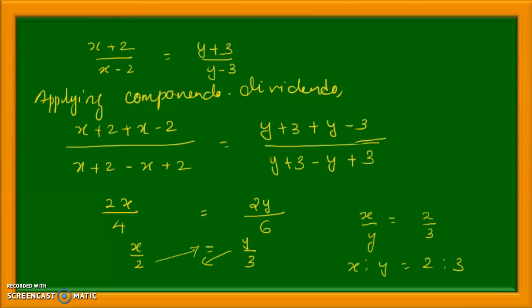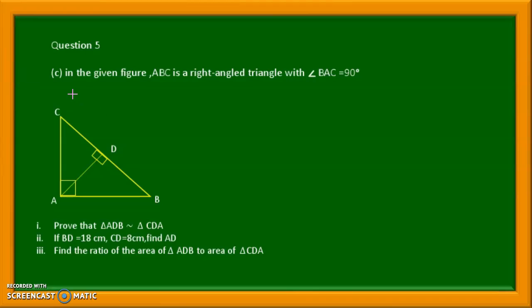What's that third question here? Is it given here in this given figure? ABC is a right angle triangle with angle BAC equal to 90 degree, and shown here in the figure, AD is drawn perpendicular to BC, the hypotenuse, so that we are getting other two right triangles here. Prove that these two right triangles, the smaller ones, are similar to each other. Also asked to find AD if BD equal to 18 and CD is equal to 8, and also find the ratio of the areas of these two similar triangles.